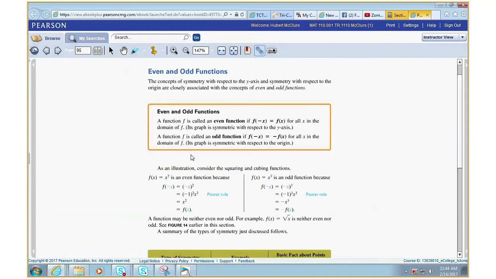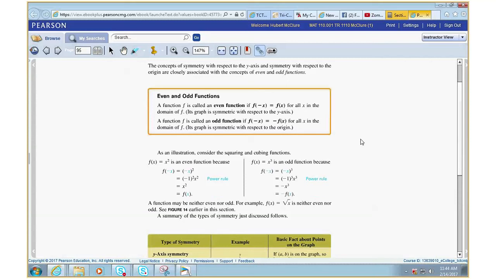There's your even and odd function. Write that down. Even when it is around the y-axis, odd when it's around the what? Origin. Just remember O and O. Odd, origin. O and O. That's on page 95.